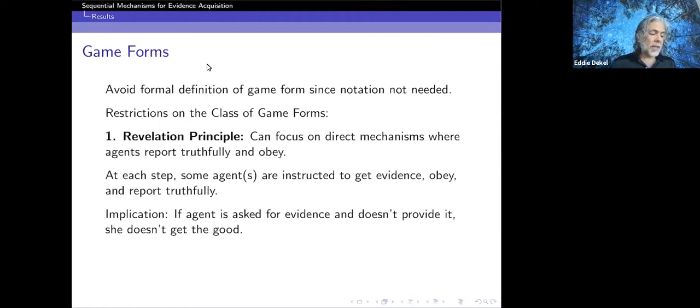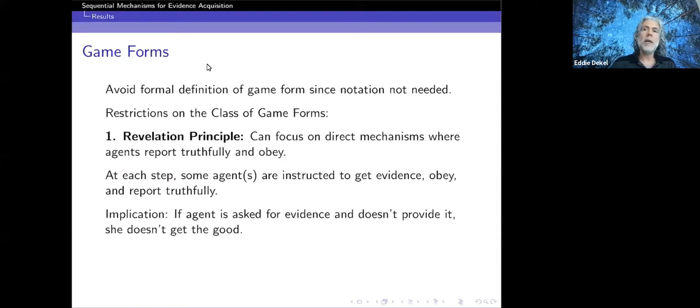So what is the game form that we're going to study? We're not going to define it in great detail because we don't need the notation. But we can say very simply in words the essential pieces. First, we're going to apply the revelation principle. We're going to focus on direct mechanisms where the agents report truthfully and obey the principal's instructions.